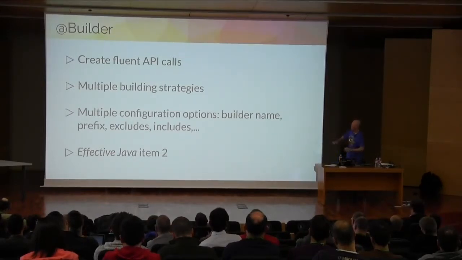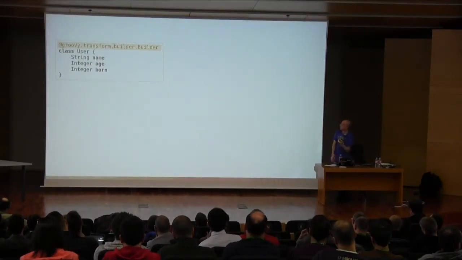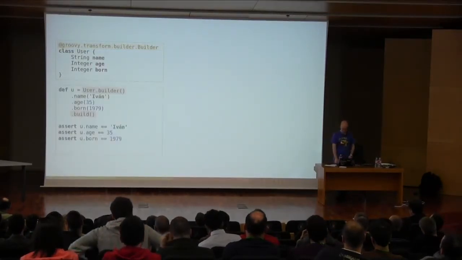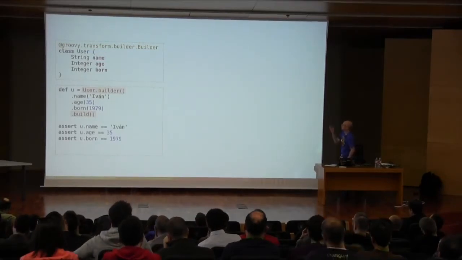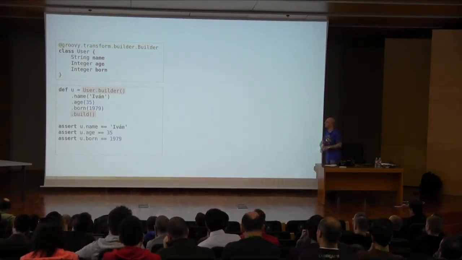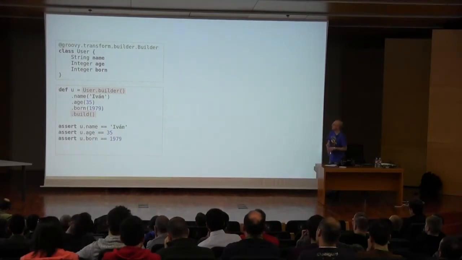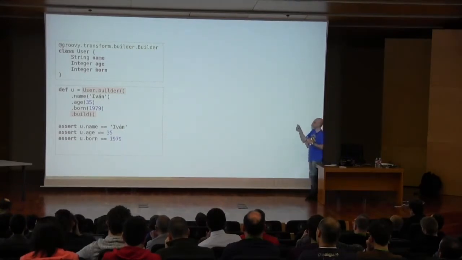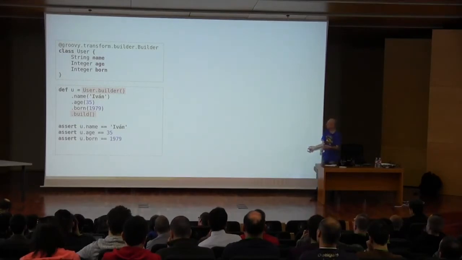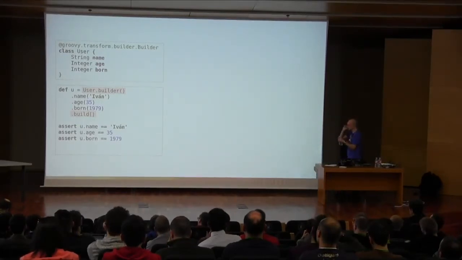So with this annotation, you can write something like this. You have again this user class. We annotate it with Builder, and we have this new static builder method. And we have this with the default strategy. We have these new methods: name to set the name, age, born, and finally we have this build method that will create the instance. So finally we can check that these values have been saved in the instance.